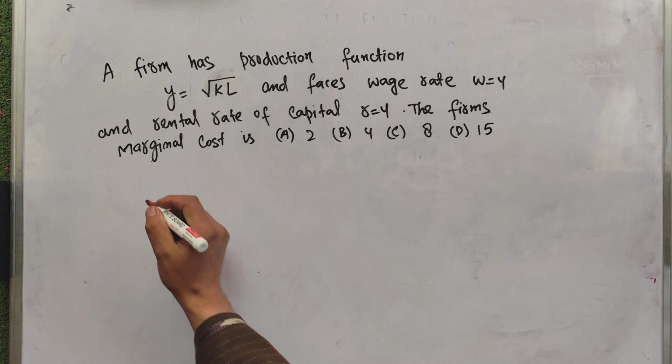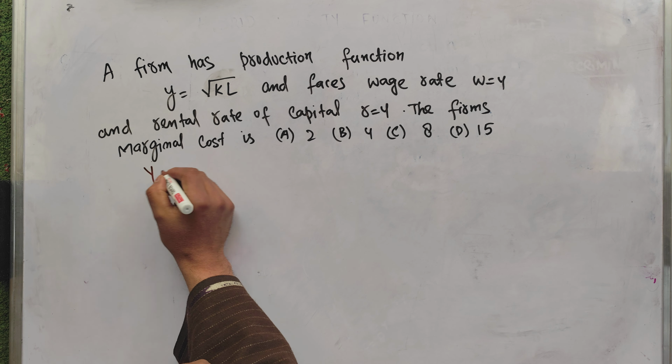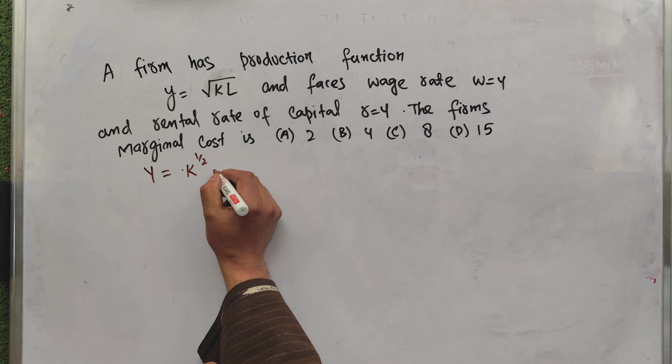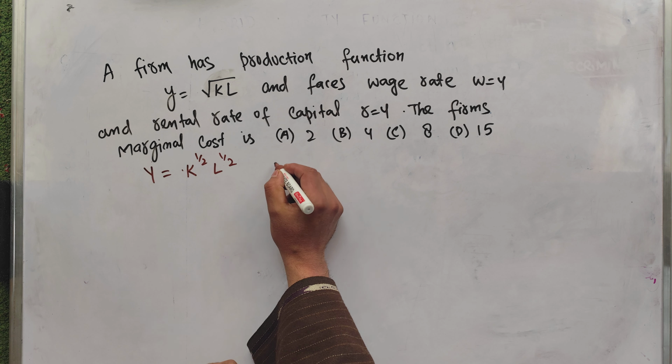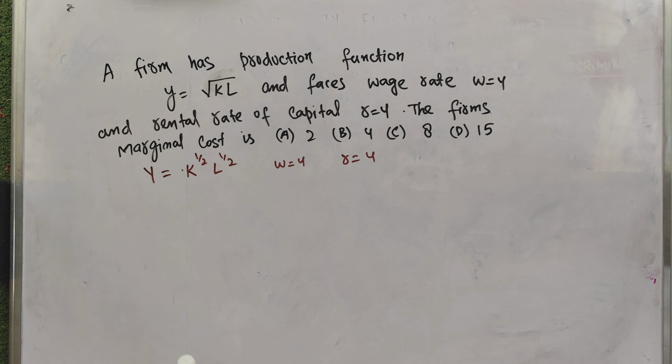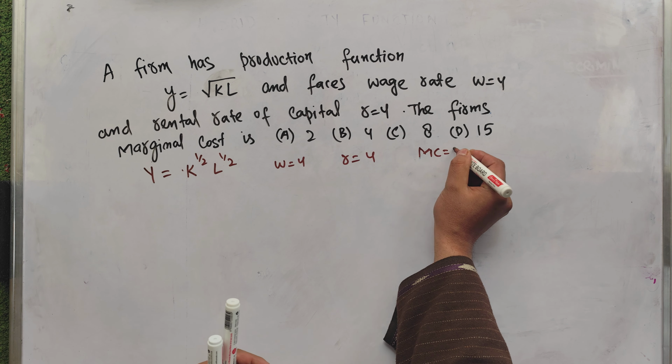Okay, so what are we being given? We are given the production function, which I can write as K raised to the power 1/2 times L raised to the power 1/2. The wage rate is equal to 4, and the rental rate of capital is also 4. We need to find out the marginal cost for this firm.